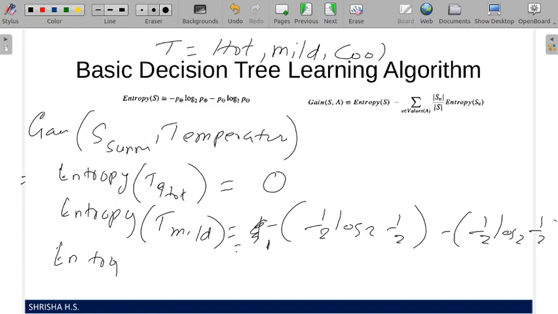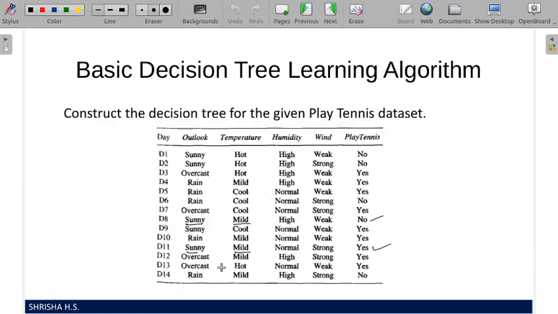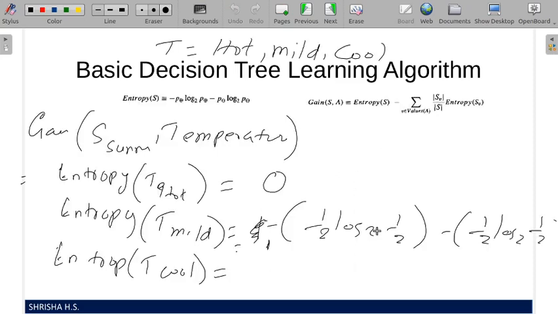Entropy of temperature equal to cool. So outlook equal to sunny, temperature equal to cool. Sunny mild, sunny cool. There is only one instance, which means all instances have the same classification. Only one instance is there, and that is yes. So its entropy is 0.